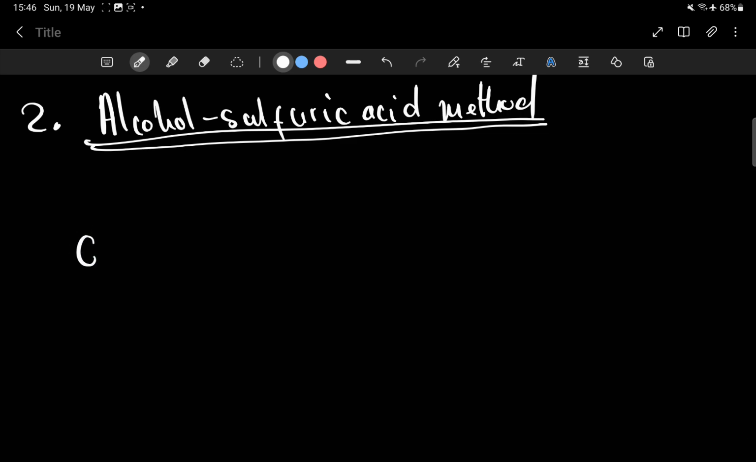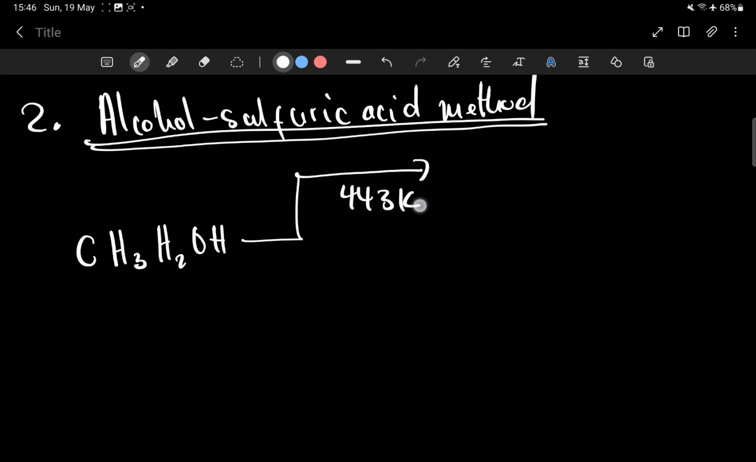We have an alcohol, and we just react it with the same conditions that we did in dehydration. So we have an alcohol, CH3, then CH2, then OH. Remember, for dehydration, we used 443 kelvins and 300 atmospheres. But in here, we'll just put the acid, H2SO4. And this is the dehydration.